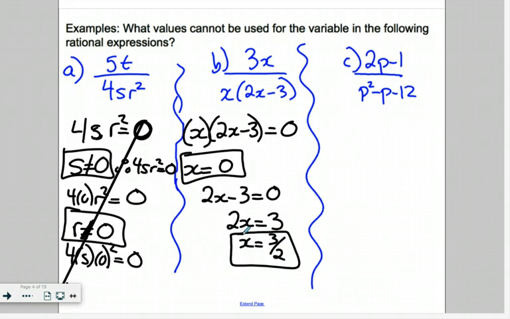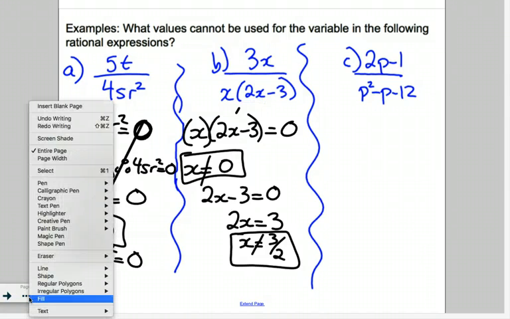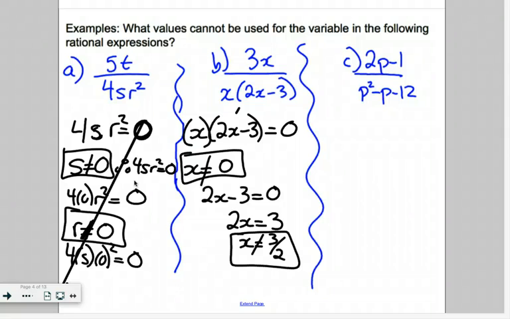So again, my non-permissible values, my values that would cause me to divide by 0, would be if x was equal to 0, so we say x cannot equal 0, and x cannot equal 3 over 2. Because if I were to substitute 3 over 2 in for x, the denominator from this factor here would end up being 0, would cause the entire denominator to be 0, and that leaves us with issues. Okay, let's do one final example here.